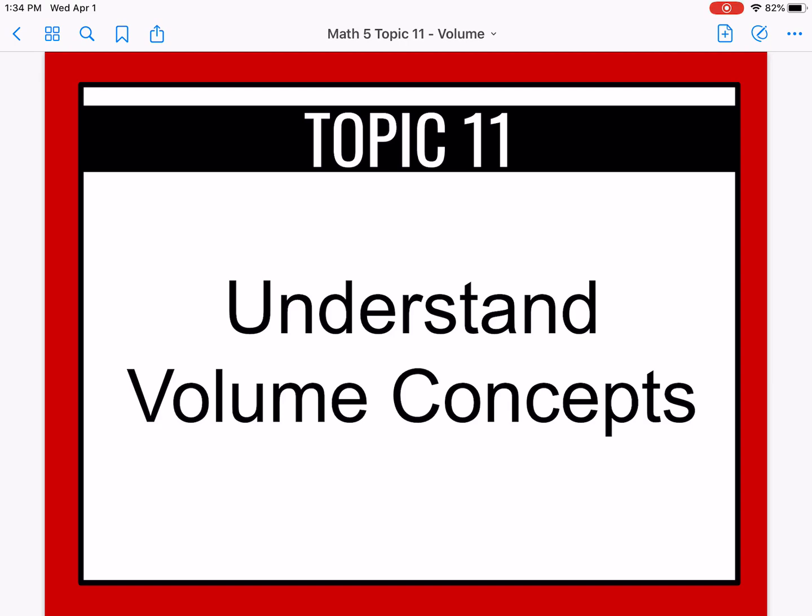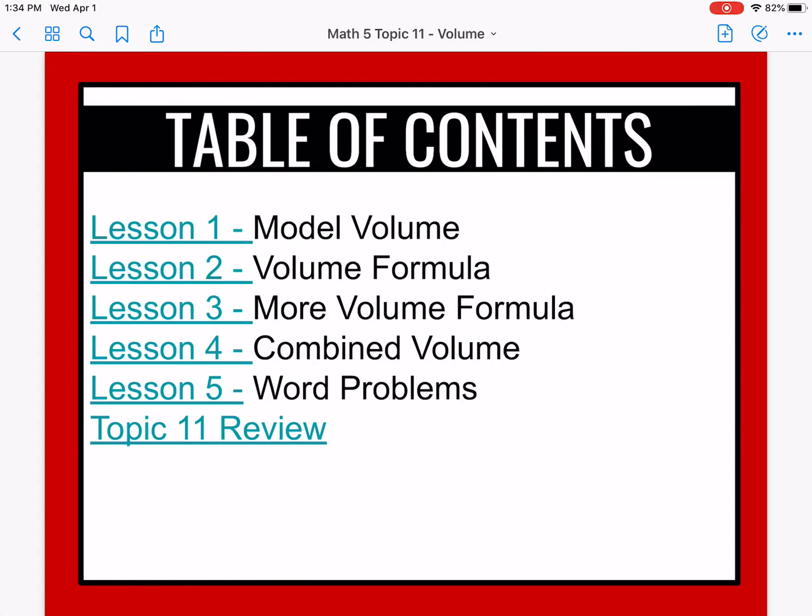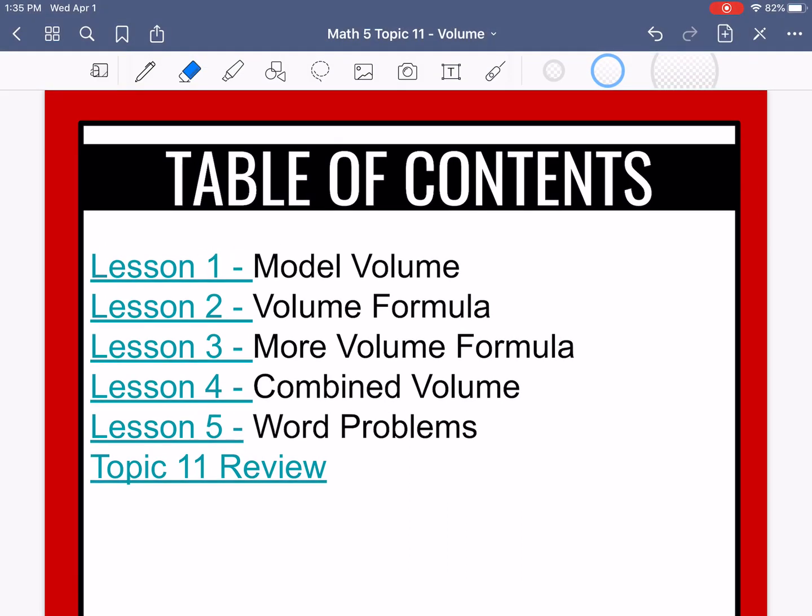Understanding volume. We have looked at modeling volume with the little blocks. We've looked at the volume formula, which was volume equals length times width times height. Okay. Let's write that down.